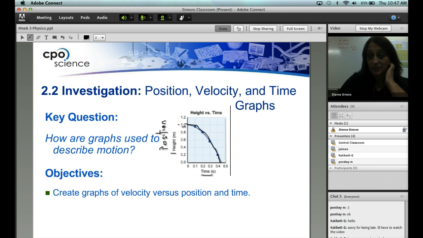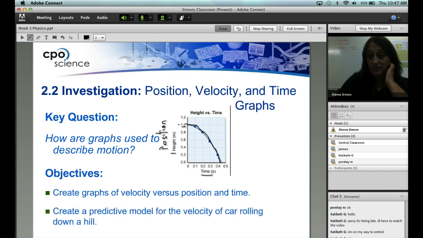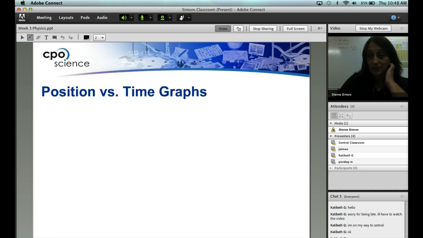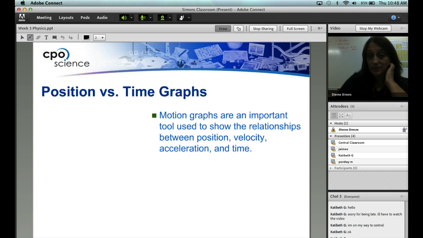Okay? And then we're going to create a predictive model for velocity of a rolling car down a hill, I think. Okay, so position versus time graphs. The motion graphs are an important tool to show the relationship between position, velocity, acceleration, and time.